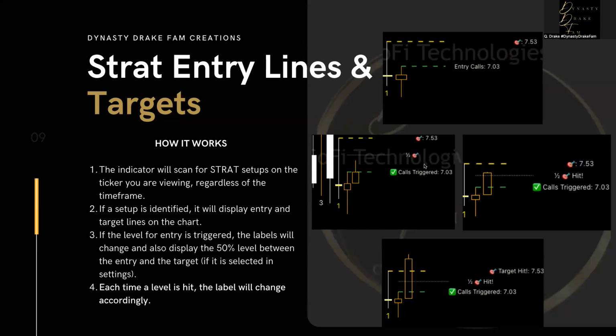Each time a level is hit, and you'll see the 50% here. Each time a level is hit, the label will change accordingly, right? So it changed from just being half here to being half target hit. Here, you see that it changed from just being the target to saying that the target has been hit.